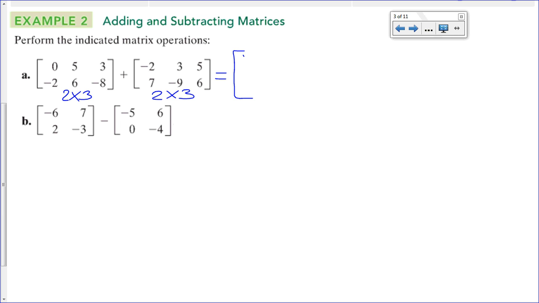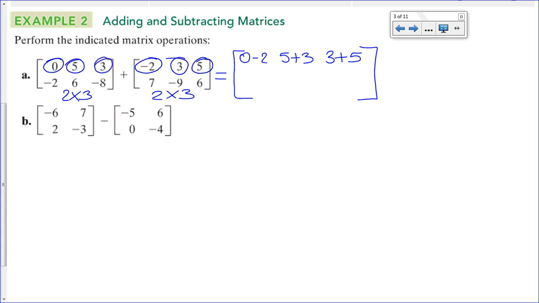In this case, I will add 0 plus -2, or I can just say -2 because they have the same location. Then I will add 5 plus 3. Then 3 plus 5. So I am done with the first row. Now let's move on to the second row. Now will be -2 plus 7. We have 6 minus 9. I am not subtracting, I'm just adding a negative number. -8 plus 6.